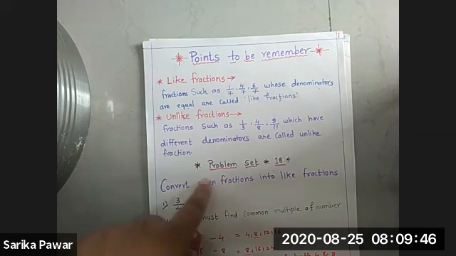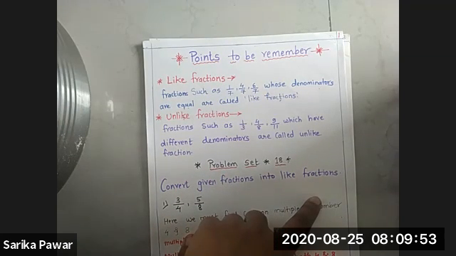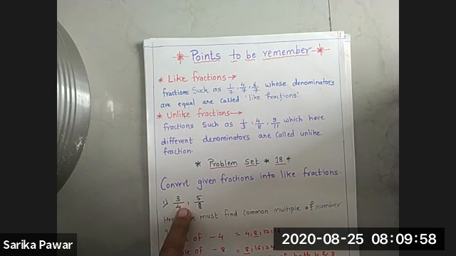So in this problem set 18, what we have to do? We have to convert the given fraction into like fractions. Means of course the given fraction is unlike fraction only, and that unlike fraction we have to convert it into the like fraction. See here.